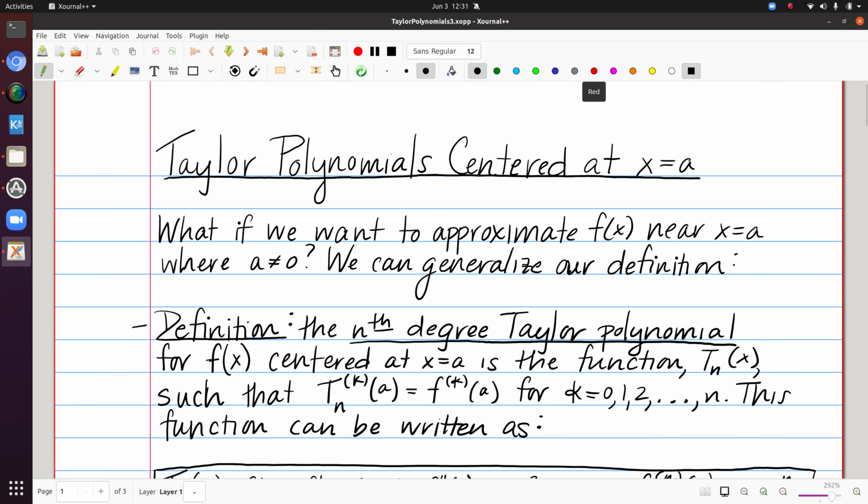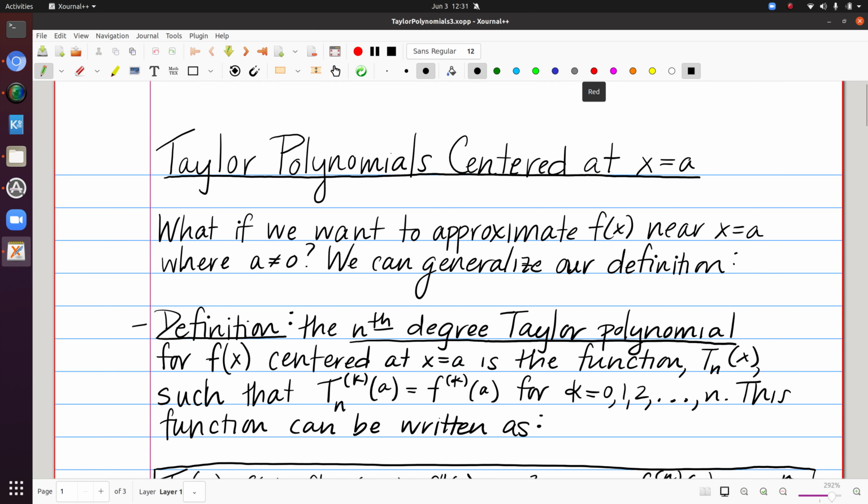So here we're going to say that the nth degree Taylor polynomial for f of x centered at x equals a is the function t sub n of x such that every derivative of t sub n evaluated at a is equal to that derivative of f evaluated at a. When I talk about every derivative, we're talking about the 0th derivative, which is just the functions themselves, all the way up through the nth derivative if it's the nth degree Taylor polynomial. So that's the key thing that we define here.